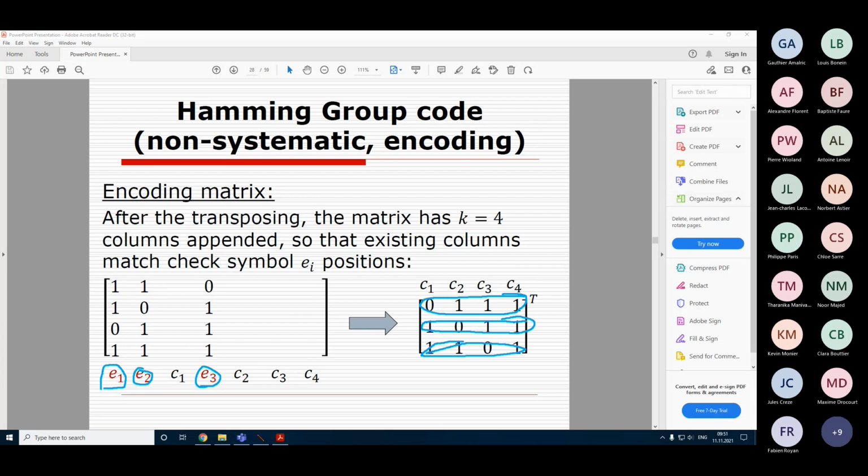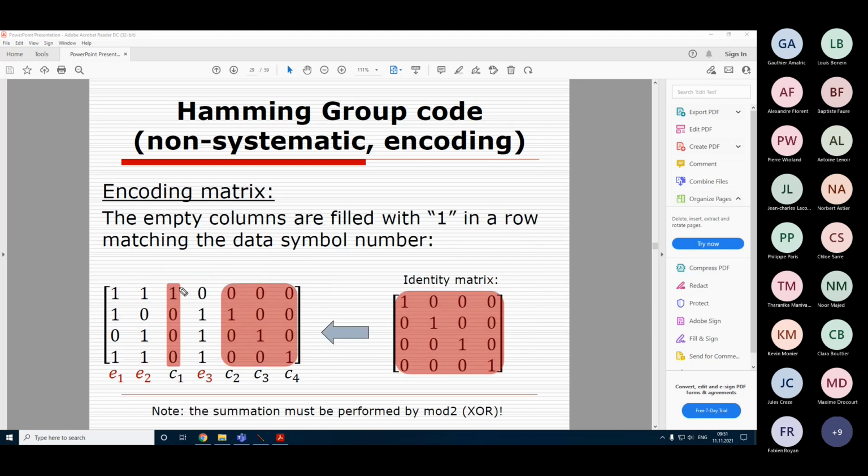What are we going to do with the remaining part of this matrix? Well, the idea is rather simple. We put there an identity matrix, so a diagonal matrix with elements 1, which is split into two parts, because we have in the middle here the E3 column, and basically this entire matrix is our encoding matrix.